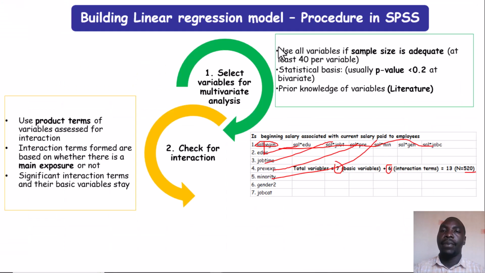So that's the first procedure. If you have adequate sample size, include all variables. But if you do not have adequate sample size, like how we've just seen, you can use a statistical basis. That is running a bivariate analysis and only taking variables that have a p-value less than 0.2. Okay, this is what we mean.